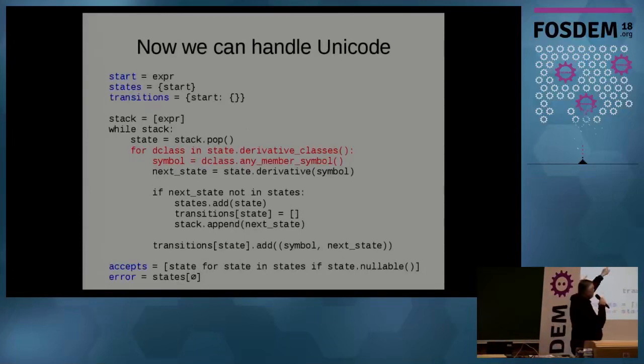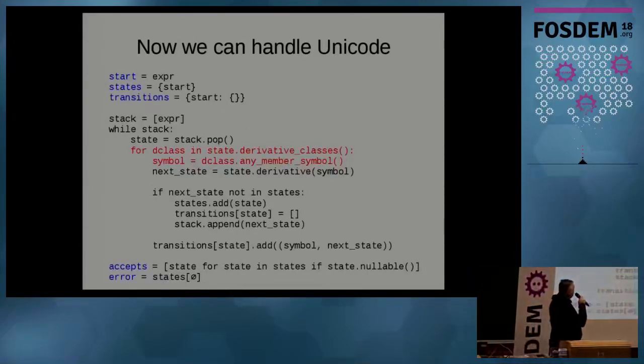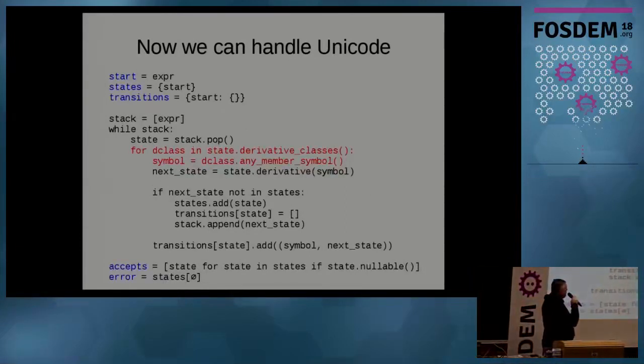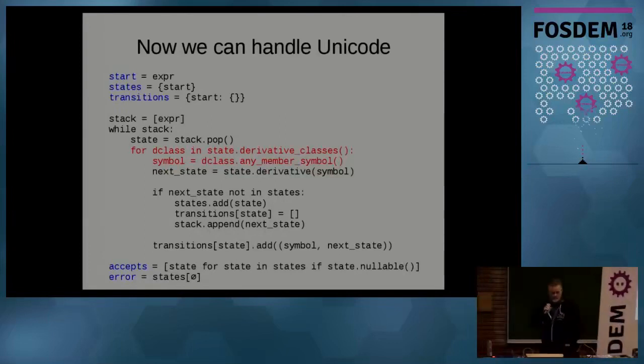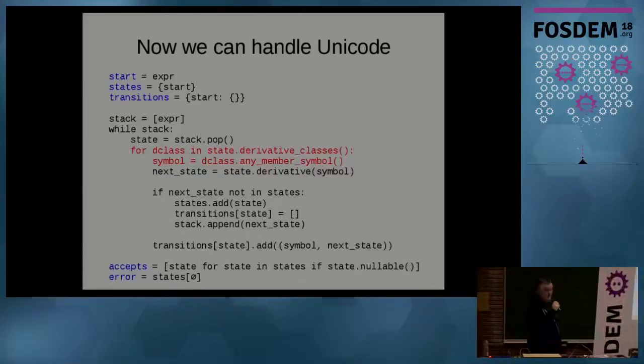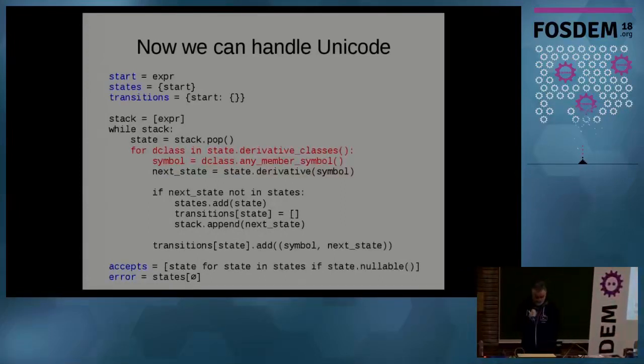The red is the change in the algorithm. Rather than go through every symbol in the alphabet, we just go through every class in our derivative classes, and we can take any symbol out of a derivative class and use that to generate the next state. So it's really that simple. So now we can handle large alphabets, which is nice.